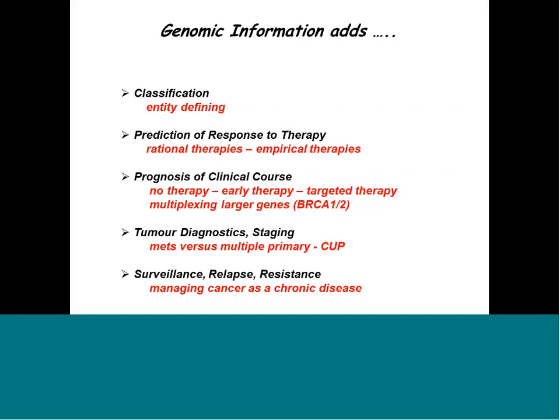We need these sequencing-informative gene panels to predict responses to therapy, to come away from empirical therapies, to find out and predict who will be a good patient for the correct drug. We need these panels to come to a better prognosis of the clinical course, to decide in many instances, for example CLL, that no therapy at the moment is the best therapy.